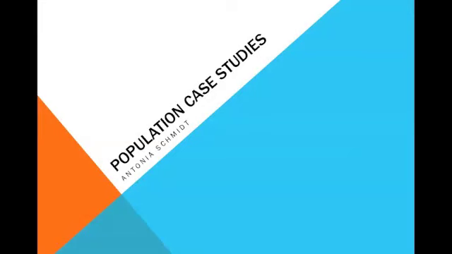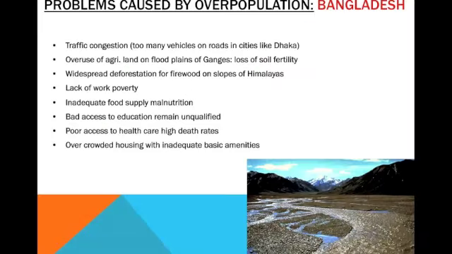So, some population case studies. Firstly, let's look at some problems caused by overpopulation. Case studies are always worth 7 points, so you should always try to get 3 full points with explanations, but if you can do more than that, then that's even better. So, if it asks you for problems caused by overpopulation in the case studies, you will say Bangladesh.